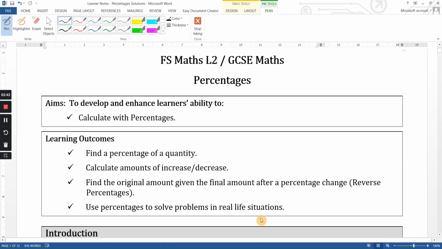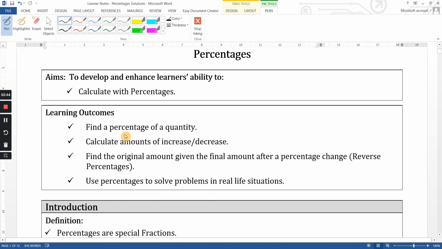Right, so hopefully by the end of the lesson, we're going to find percentage of a quantity, calculate amounts of increase and decrease, find the original amount given the final amount after a percentage change, which is also called reverse percentage, and use percentages to solve problems in real life situations.